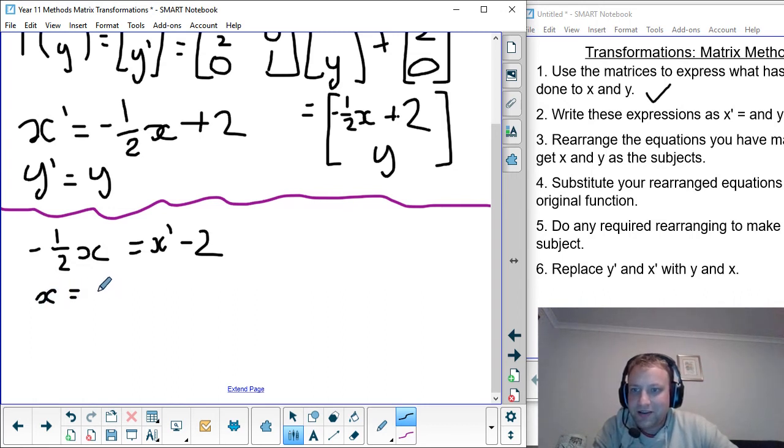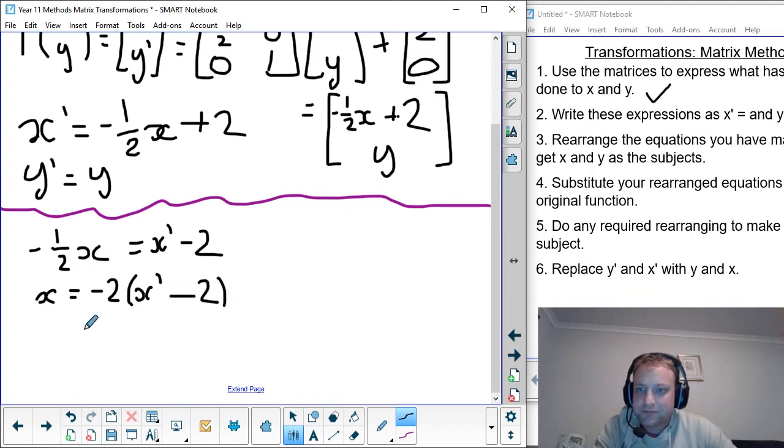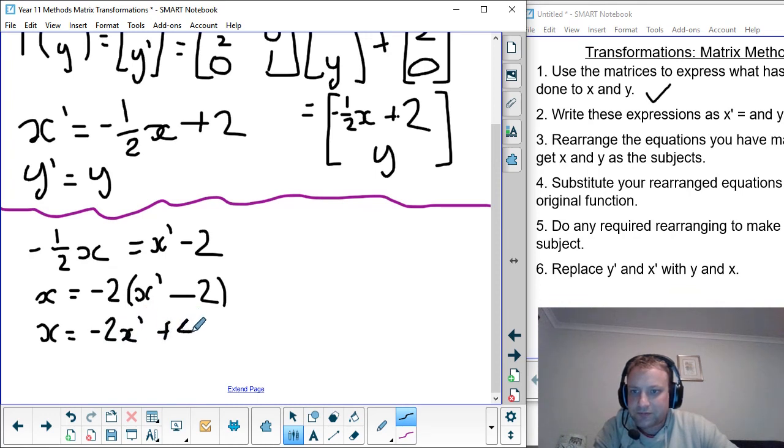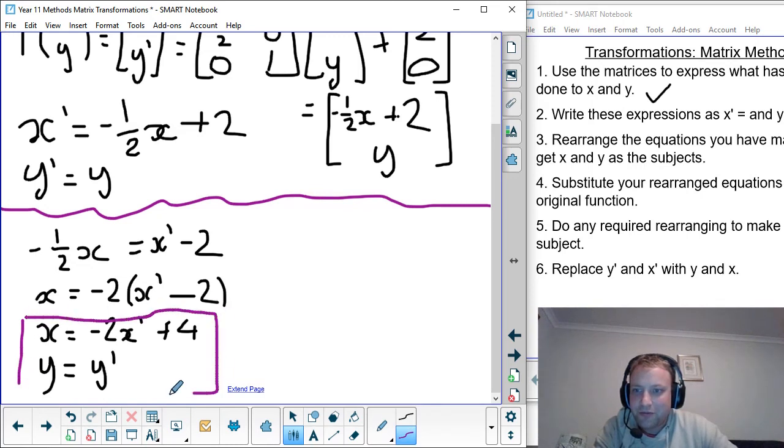So on the other side, we'll have negative 2 multiplying the entire side, x' take 2. And then we'll actually expand that bracket out. So we've got negative 2 lots of x' plus 4. And thankfully this one needs no rearranging, so we can just say that y equals y'. Okay, we've got our rearranged things that we can now work with for the next step.